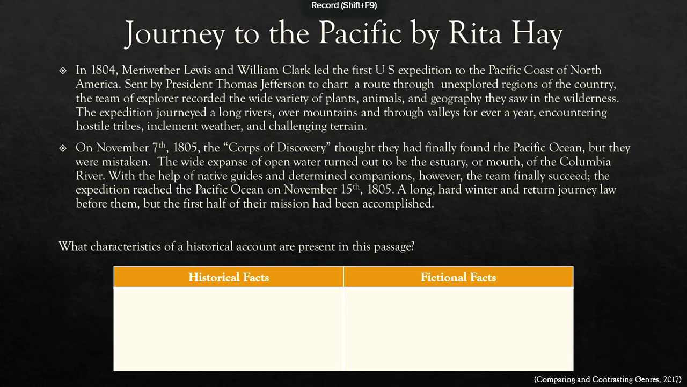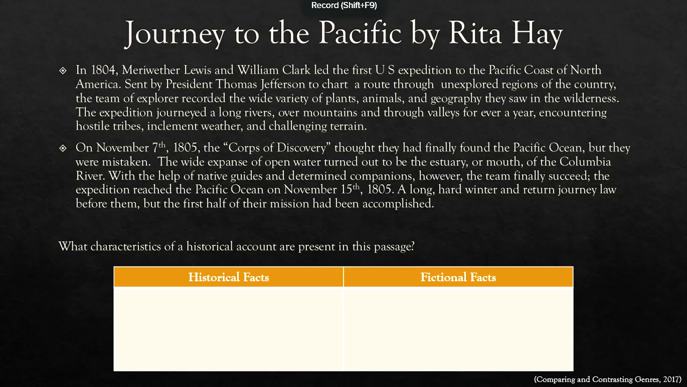encountering hostile tribes, inclement weather, and challenging terrain. On November 7, 1805, the Corps of Discovery thought they had finally found the Pacific Ocean, but they were mistaken. The wide expanse of open water turned out to be the estuary or mouth of the Columbia River. With the help of native guides and determined companions, however, the team finally succeeded. The expedition reached the Pacific Ocean on November 15, 1805. A long, hard winter and a return journey lay before them. But the first half of their mission had been accomplished.